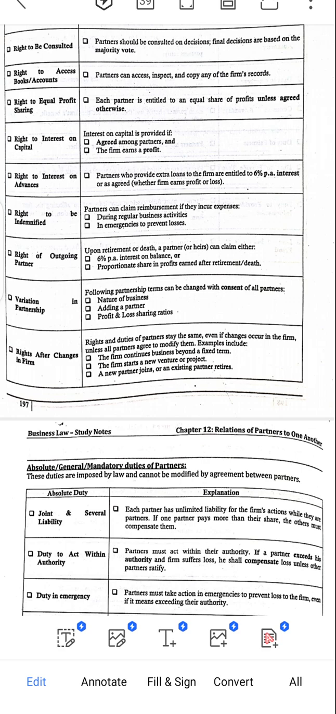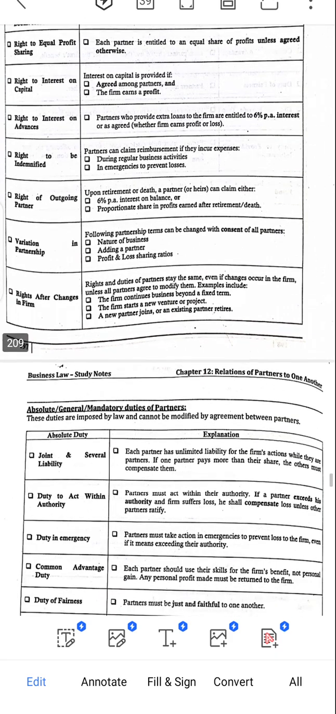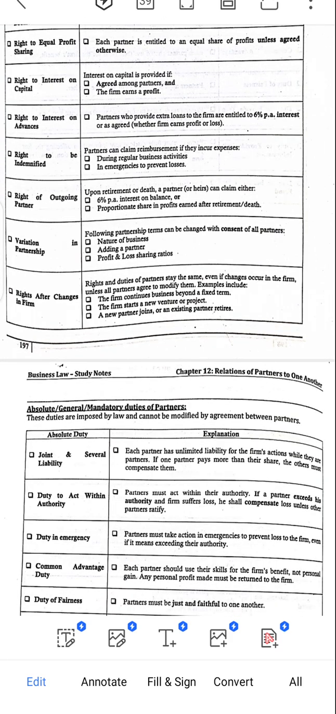Then we have rights after changes in a firm. If certain changes occur, the rights and duties of partners stay the same, even if changes occur in the firm, unless all partners agree to modify them. Examples include the firm continuing business beyond a fixed term, the firm starting a new venture or project, merging its business or acquiring a new business, a new partner joining, or an existing partner retiring.